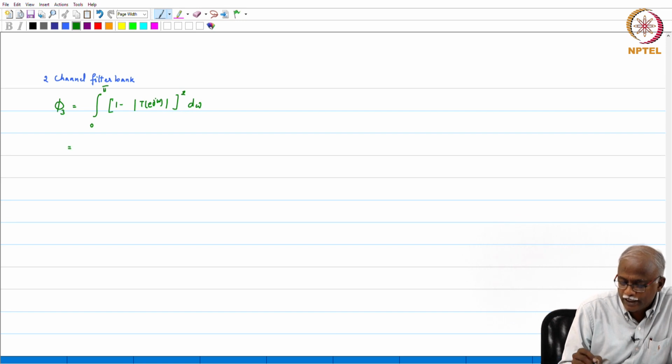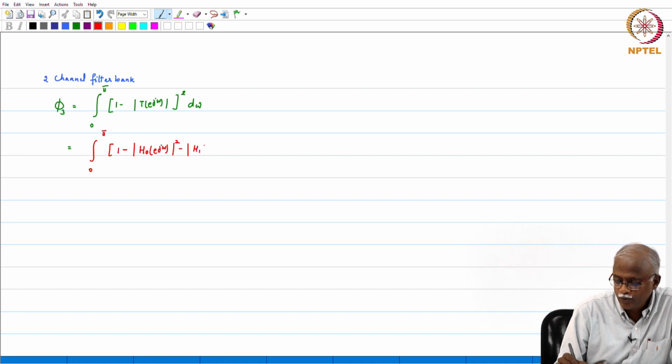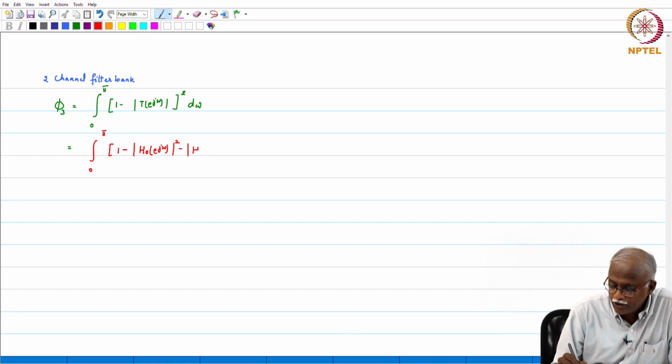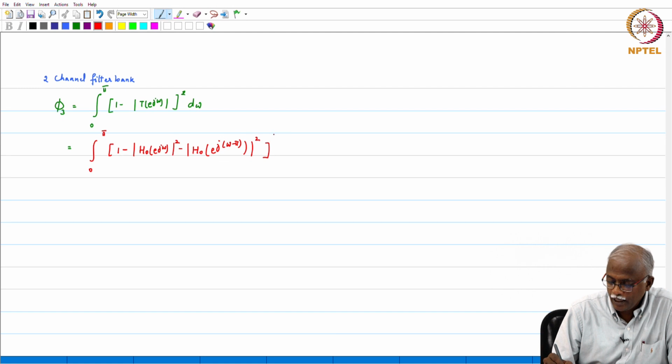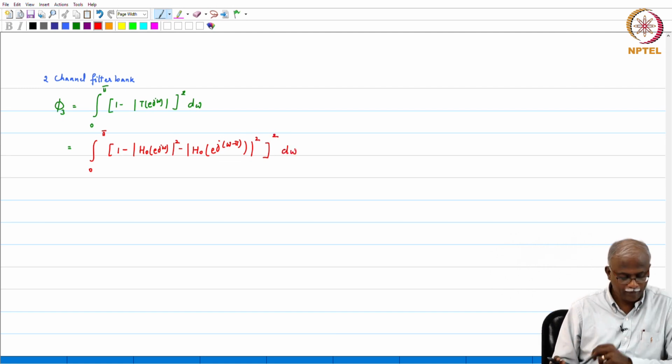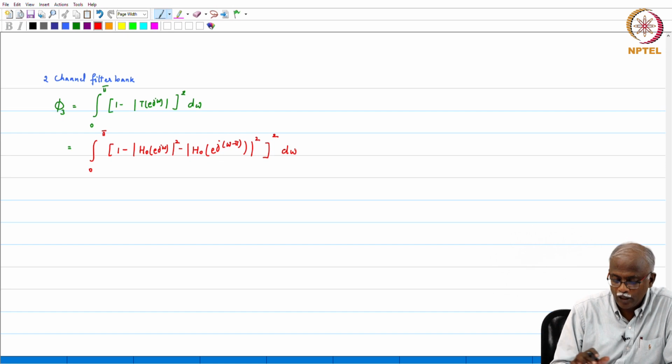Now, we can write this in terms of the components of T(e^{j omega}). This can be written as the integral from 0 to pi of 1 minus the magnitude of H0(e^{j omega}) squared minus, in terms of H0 itself, the magnitude of H0(e^{j(omega minus pi)}) squared, and the whole thing squared, times d omega. So this is the overall objective function phi 3.